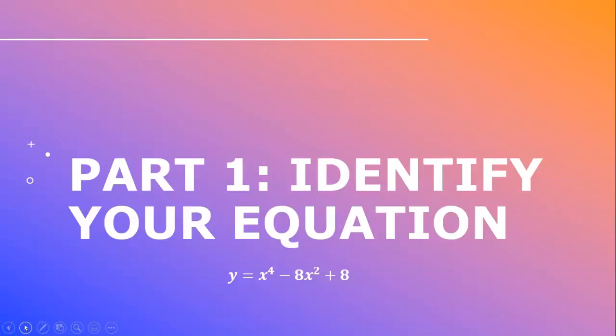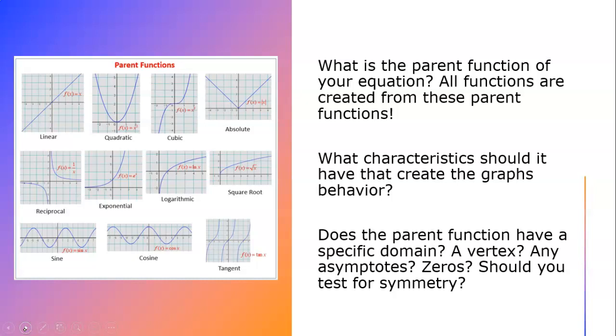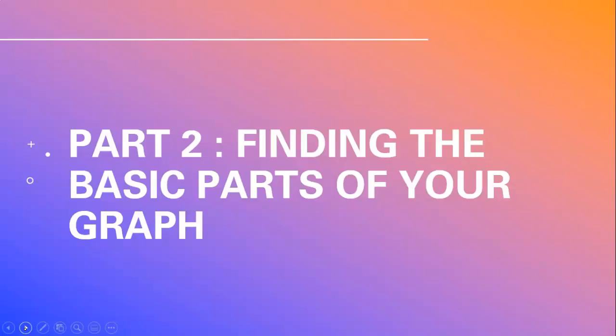Part 1. Identify your equation. First, you want to identify what parent function your equation was created from. This will allow you to identify what basic characteristics you will need to find before finding your first and second derivative. Part 2. Finding the basic parts of your graph.